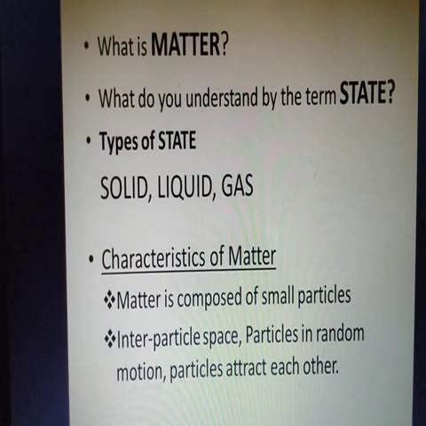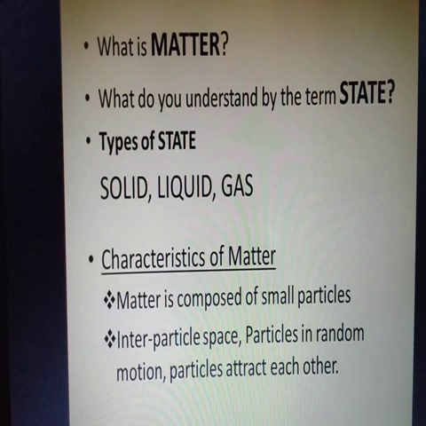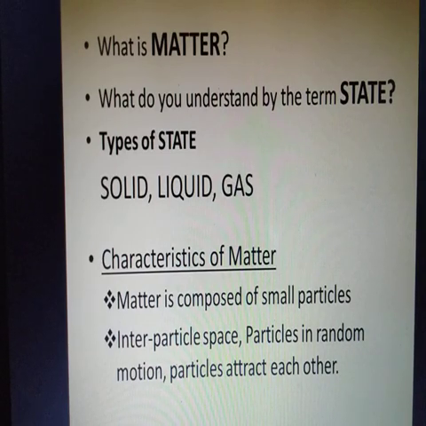Okay? Now coming to the next term, that's called the state. State means the physical form in which a substance is existing. Those physical forms have certain names. What are the names? Solid, liquid, and gas. So there are basically three major states of matter: the solid matter, liquid matter, and the gaseous matter.